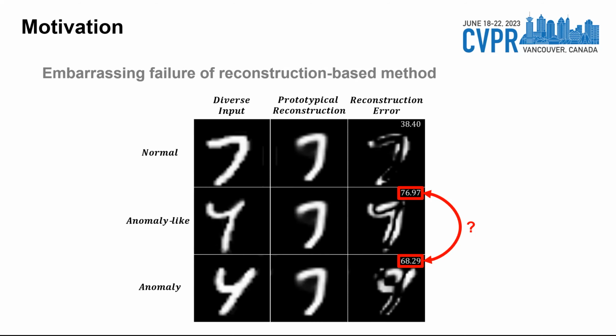Reconstruction-based anomaly detection models achieve their purpose by suppressing the generalization ability for anomalies. However, diverse normal patterns are consequently not reconstructed well. We show an intuitive case in the last two rows, where the severely deformed normal sample 7 has even higher reconstruction error than the abnormal sample 4. These are also known as anomaly-like samples.